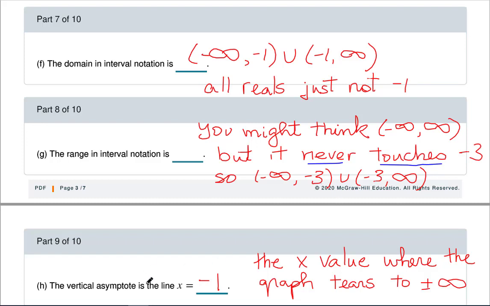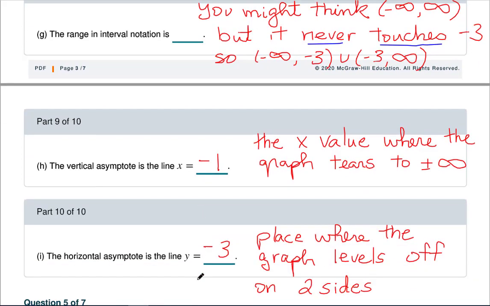Vertical asymptote is that dotted line where the graph runs off to plus and minus infinity. Horizontal asymptote, so two words here. Vertical asymptote is where the graph tears to plus and minus infinity. Horizontal asymptote is where it's leveling off on the two sides.